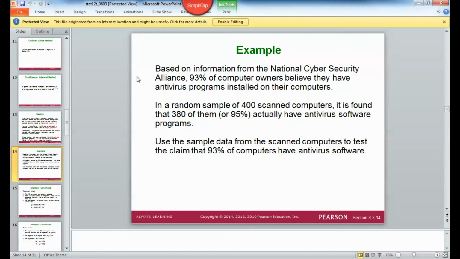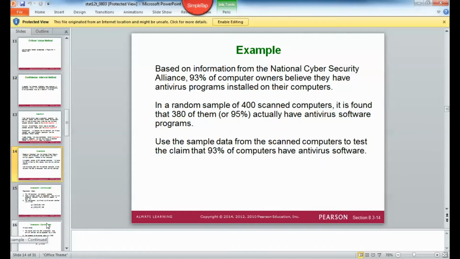Based on information from the National Cybersecurity Alliance, 93% of computer owners believe they have antivirus programs installed on their computers. In a random sample of 400 scanned computers, it's found that 380 of them, or 95%, actually have antivirus software programs. Use the sample data from the scanned computers to test the claim that 93% of computers have antivirus software.